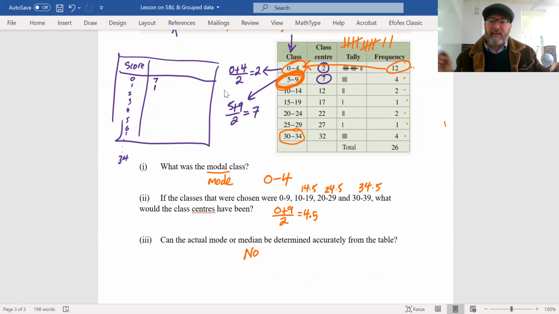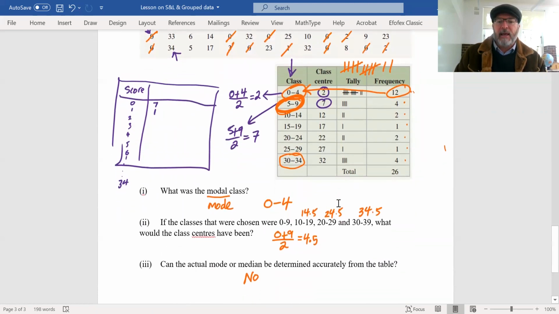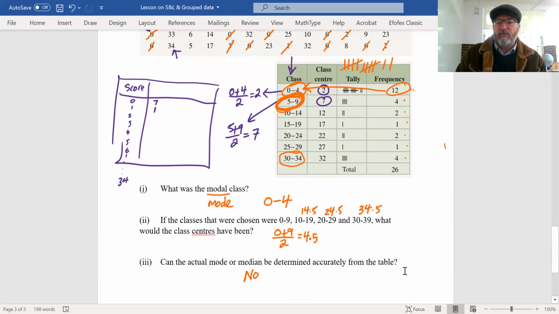But are they 5s? Are they 6s? Are they 7s? Are they 8s? Well, you can tell. You can look in the data above, but it said in the question, can they be determined accurately from the table? No, I can only tell you the modal class, not the actual mode. And I can tell you what class I think the median is. And when we come to do cumulative frequency histograms and ogives, then we'll be able to get a little bit more accurate an idea of where we think the median might lie. But still, the answer is no.